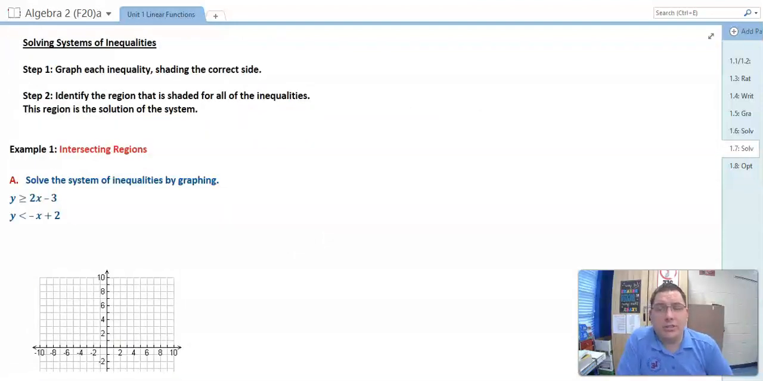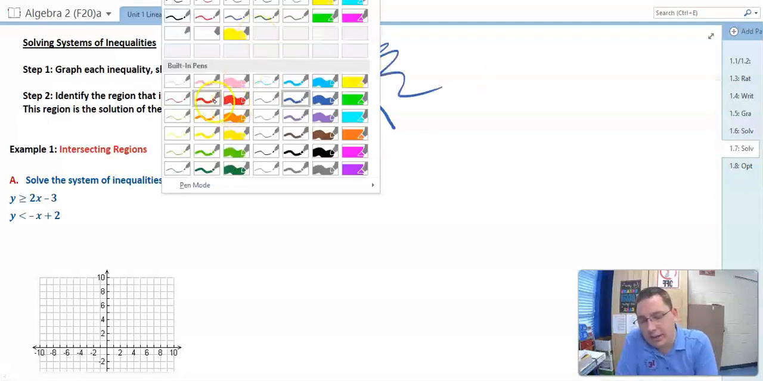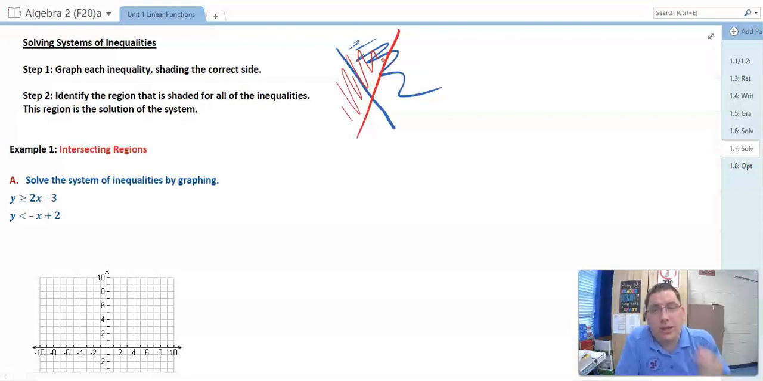As we look at solving a system, step one is that you're going to graph each inequality. And don't forget about the shading, right? So when we talk about graphing them, we're going to take one line and graph it completely on the graph, figure out where it shades. And so it'll shade like over here. And then we're going to take our second line and it graphs something like this, and we're going to shade it over here. Then step two says to identify the region that is shaded for all of the inequalities. This region is the solution of the system.